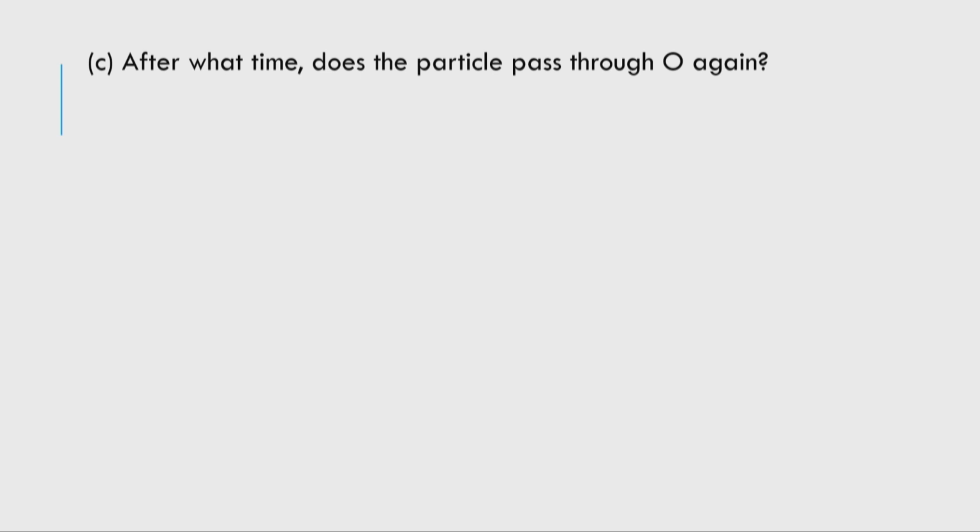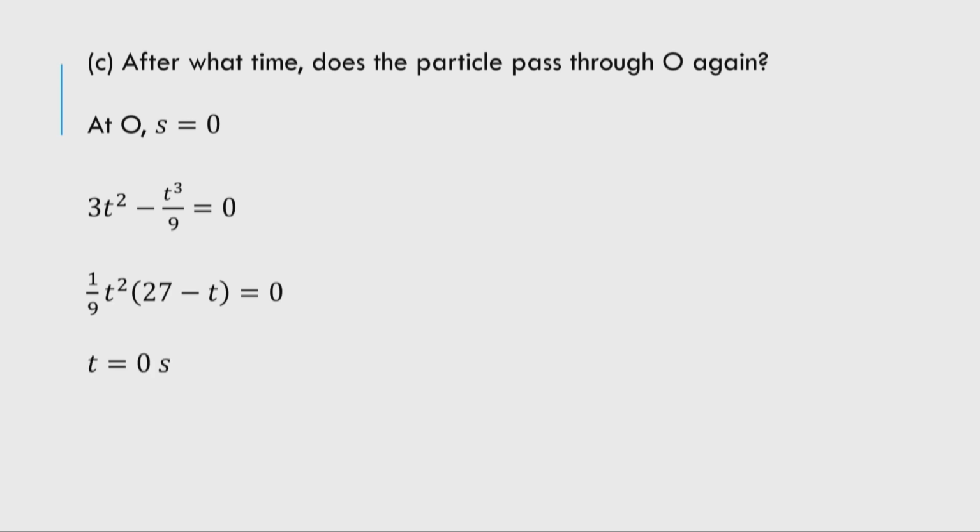After what time does the particle pass through O again? At O, s is equal to 0. 3t squared minus t cubed over 9 is equal to 0. Factorizing this, we get 1/9 t squared into 27 minus t is equal to 0. Solving, we get t is equal to 0 second, t is equal to 27 seconds. This is the time that the particle passes through O again.